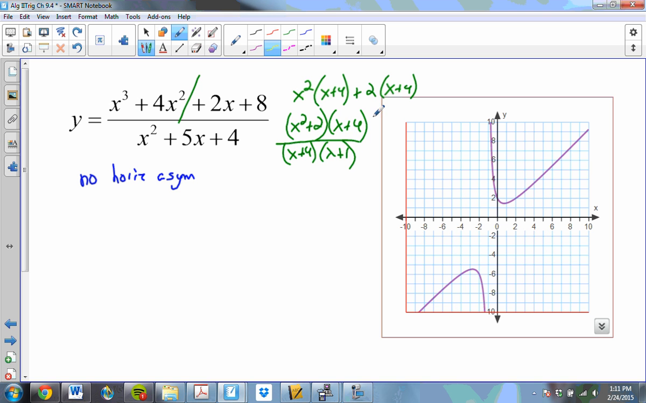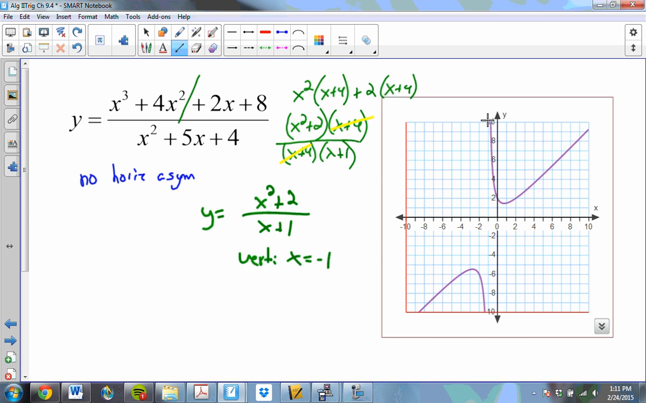Well, the x plus 4's cancel, so this is really the graph of x squared plus 2 over x plus 1. So it has a vertical asymptote at x equals negative 1. And that's what this is right here. There's the line x equals negative 1. I haven't been doing my domain and range very well today, so domain is all real numbers except negative 1.